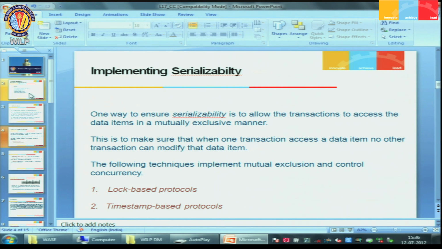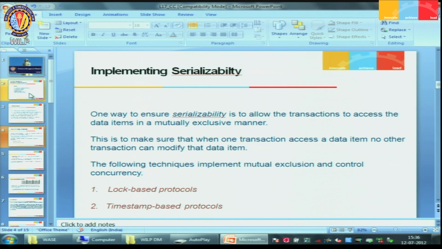One way to ensure serializability is to allow the transactions to access the data items in a mutually exclusive manner. What do we mean by this mutual exclusion? This is to make sure that when one transaction accesses a data item, no other transaction can be accessing the data item for the purpose of modification. That is, at a given point of time only one transaction can access and modify the data item, and this is called mutual exclusion.